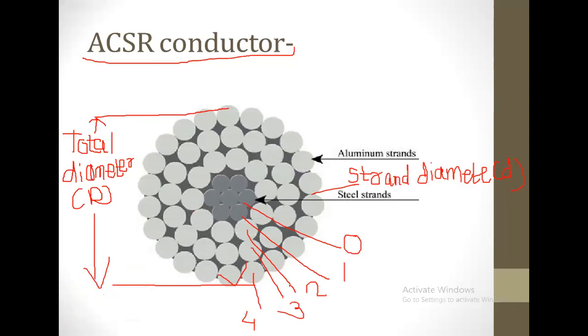The layers are denoted by X while solving the numericals. And strand diameter, that means the diameter of one strand, can be denoted by the small d, and the total diameter of the conductor is denoted by the capital D. Okay, are you clear up till this?